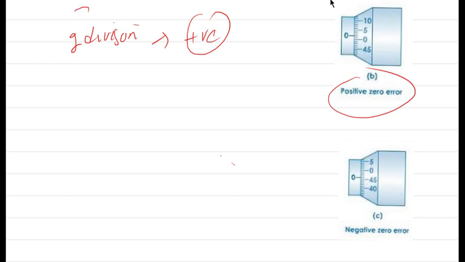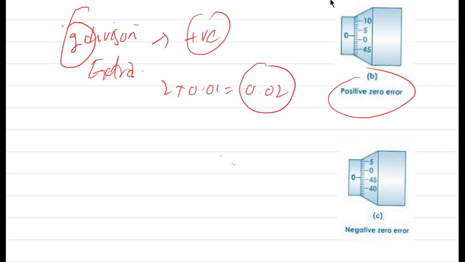So if this is extra, how can we remove it? Very simple. 2 divisions mean what value? 0.01 multiplied by 2, so it will be 0.02. So this is the already existing value, the positive error. More value is already existing, so how can we remove it? What is more, I will just subtract.